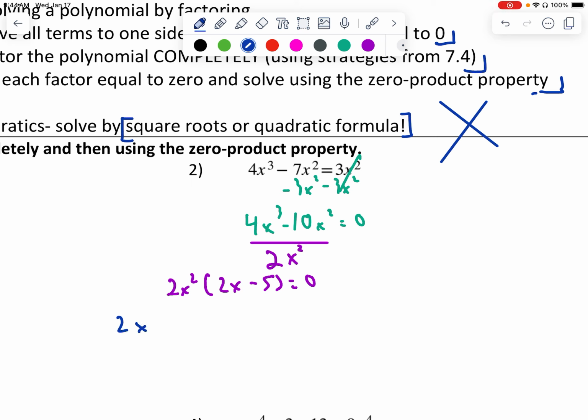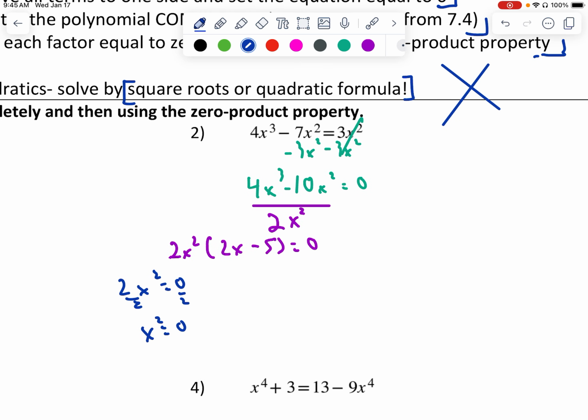First one, I'll set 2x squared equal to 0. With this one, everything kind of cancels out. If you divide both sides by 2, you're left with x squared equals 0. And when you take the square root of both sides, you get x equals 0. On the right, 2x minus 5. We just need to solve this one down using our algebra strategies. So adding 5 to both sides to get 2x equals 5, and dividing both sides by 2 to get x equals 5 over 2.